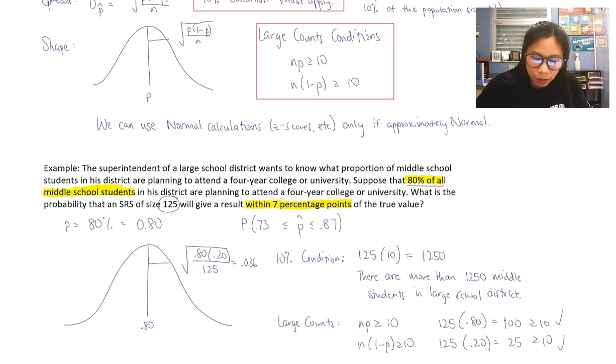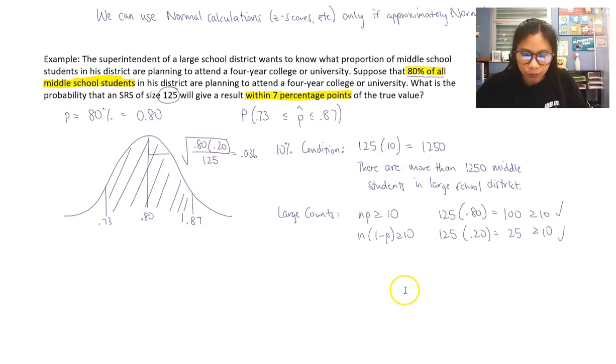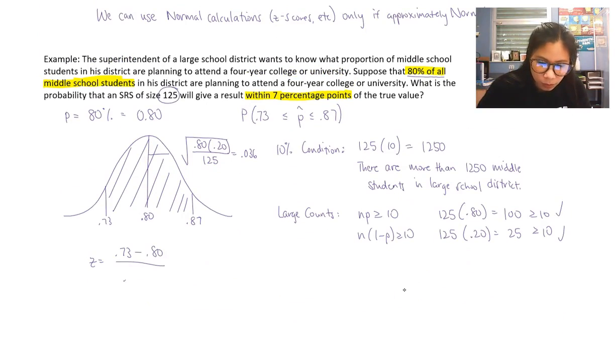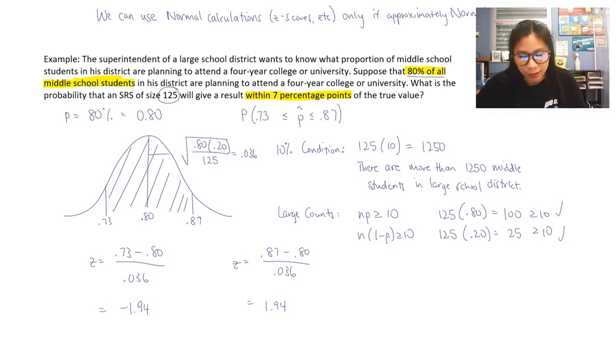Okay, so if we are looking for our probability to be within 7 percentage points, we're looking at shading in between 0.73 and 0.87. So we're looking for this area right in the middle. So using our z-scores, we would have 2 to find, but really they're the same distance away from the mean. So we know one z-score is going to be the opposite version of the other. So one's going to be negative, one's going to be positive. I ended up with z-scores of negative 1.94 and positive 1.94.